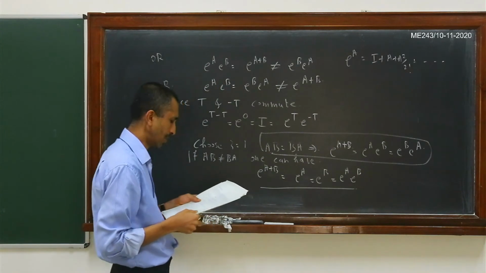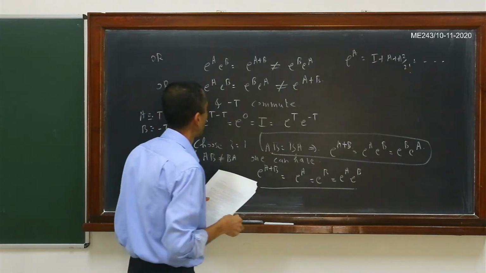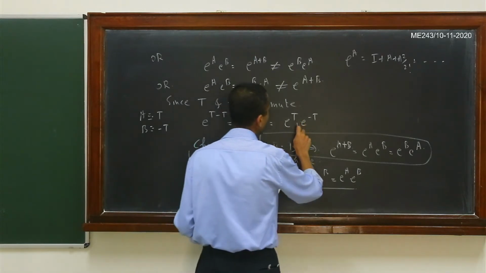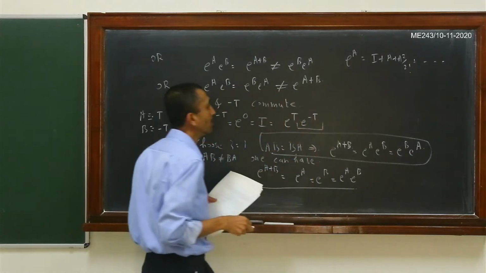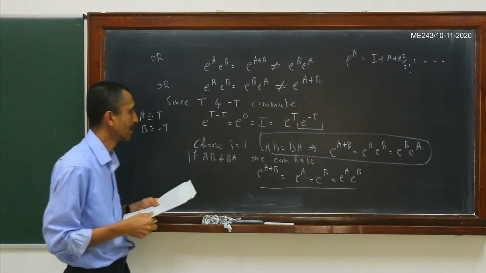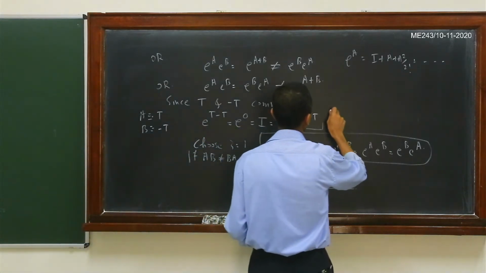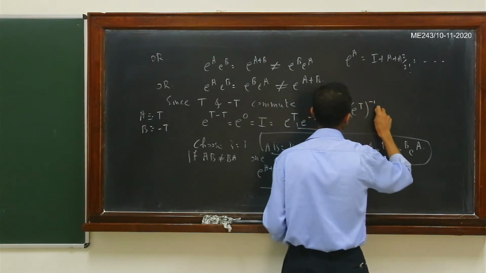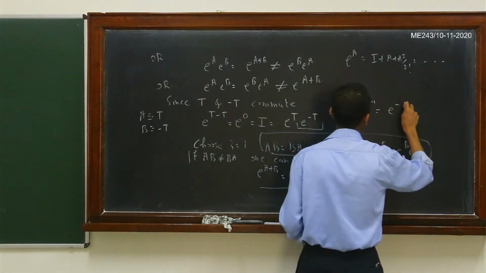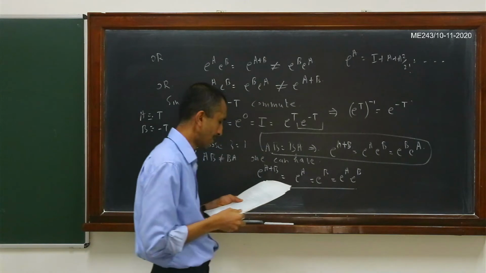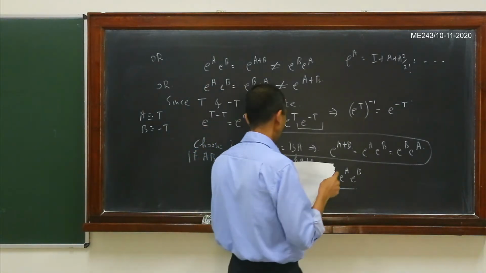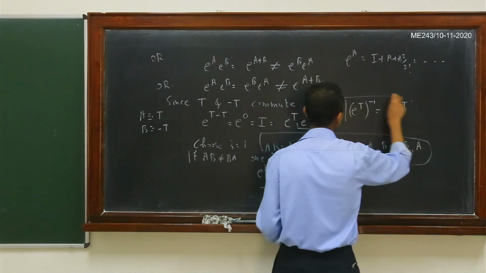Okay. So now we can see that because you get the identity tensor here, this object must be the inverse of e to the t. So this implies that e to the t inverse is equal to e to the minus t. That is what we have shown here. Right? So this is a very nice and elegant result.